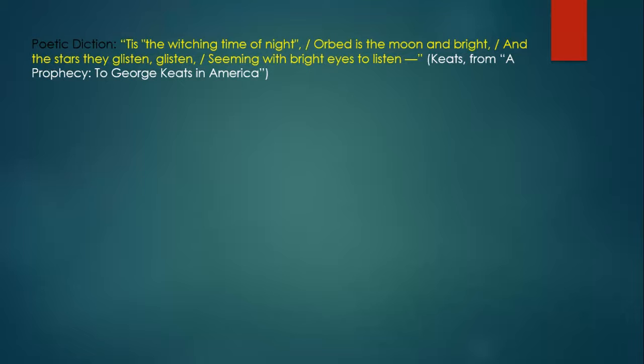"'Tis the witching time of night, orbed is the moon and bright, and the stars they glisten, glisten, seeming with bright eyes to listen." And that's from Keats, A Prophecy, to George Keats in America, right?